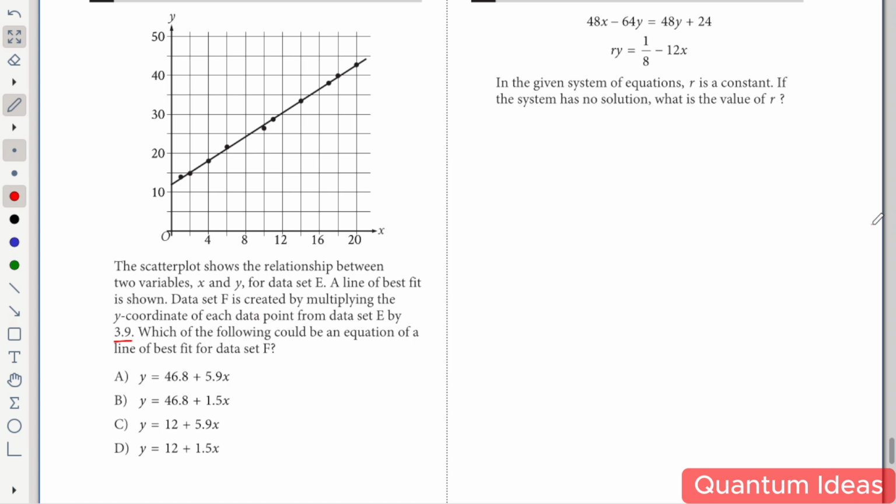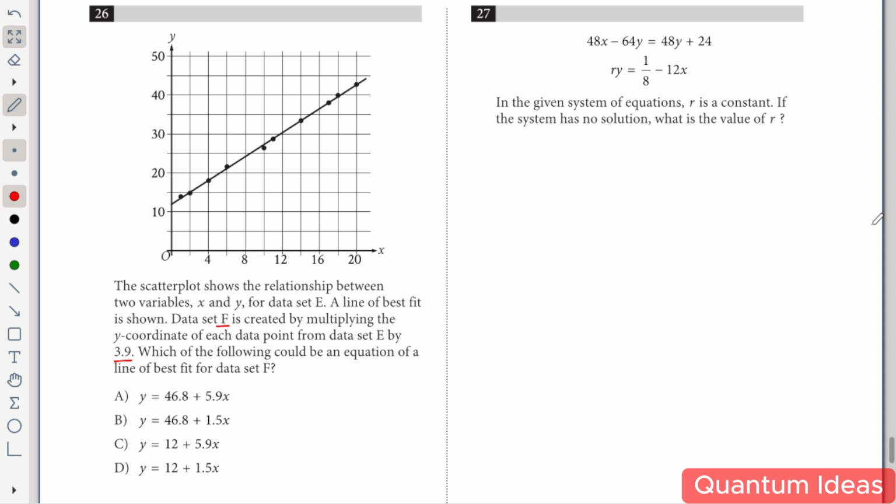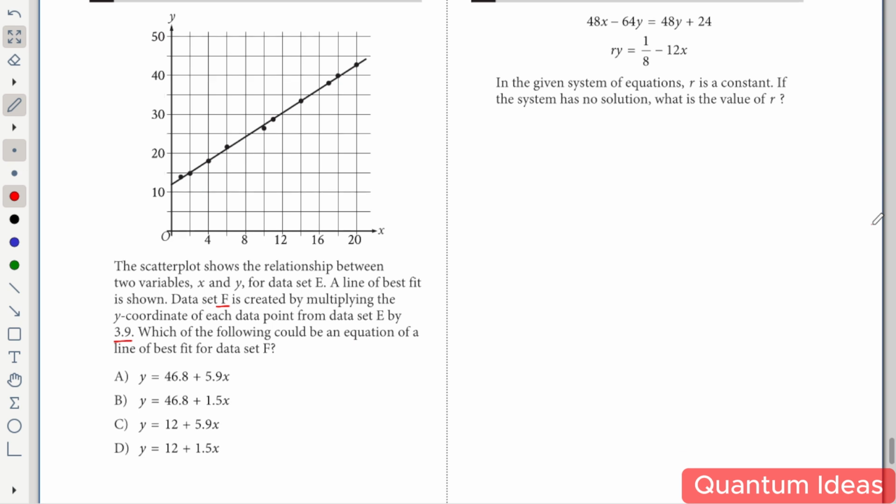Let me see. How can we find data set F? We need to find the slope of our data set, as well as the y-intercept. So how can we do that? Let me check some good points. Let me take this one point. Let's say it is 12 comma 30, right?